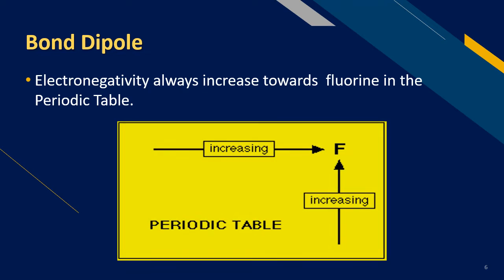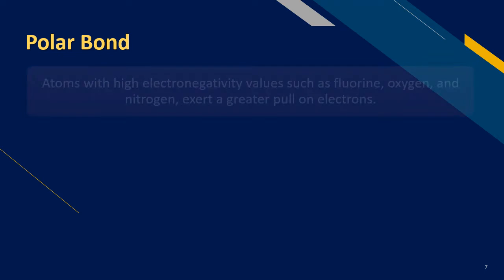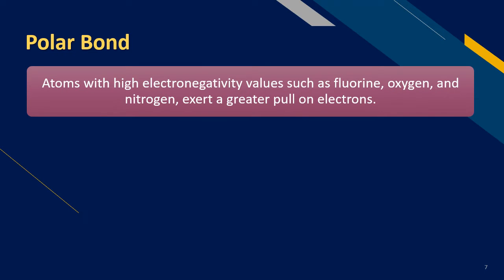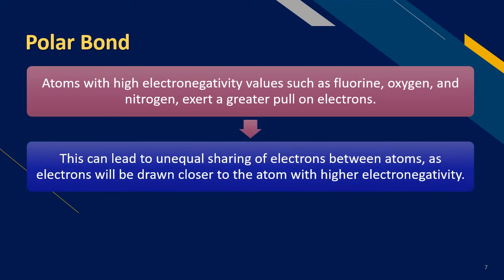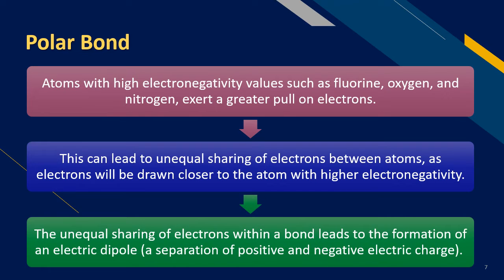Electronegativity always increases toward the fluorine atom in the periodic table. When atoms with high electronegativity values such as fluorine, oxygen, and nitrogen exert a greater pull on electrons, this can lead to unequal sharing of electrons between atoms, as electrons will be drawn closer to the atom with higher electronegativity. The unequal sharing of electrons within a bond leads to the formation of the electric dipole, which is a separation of positive and negative electric charge.